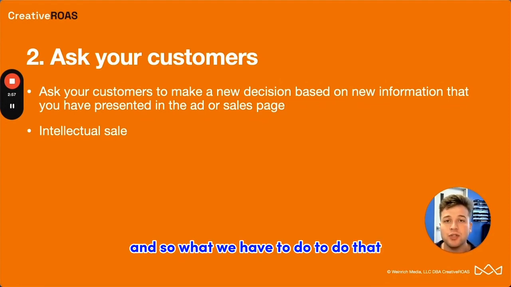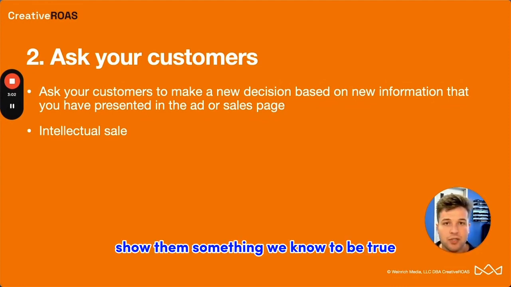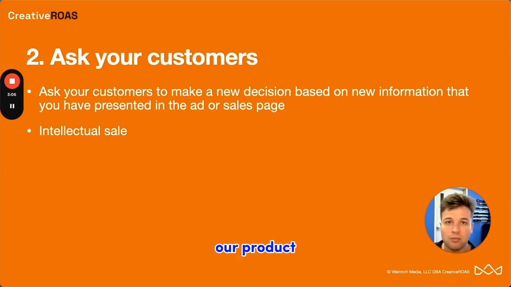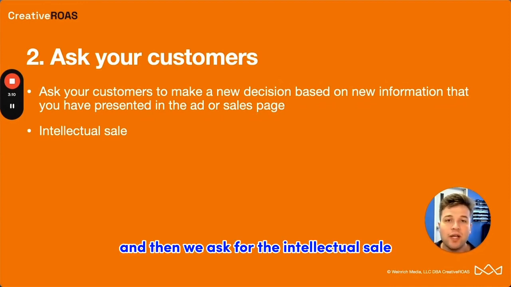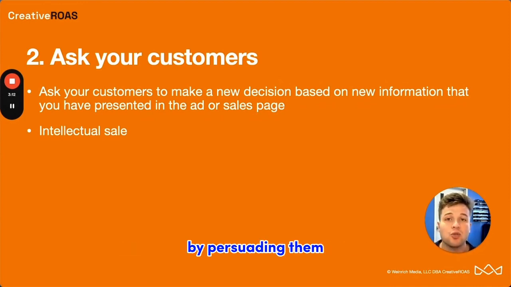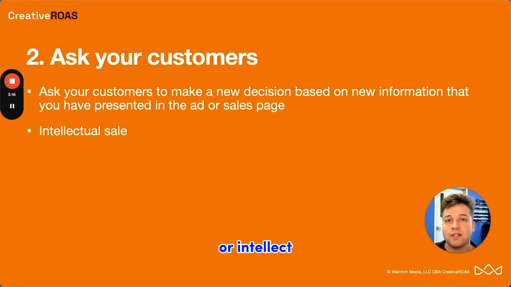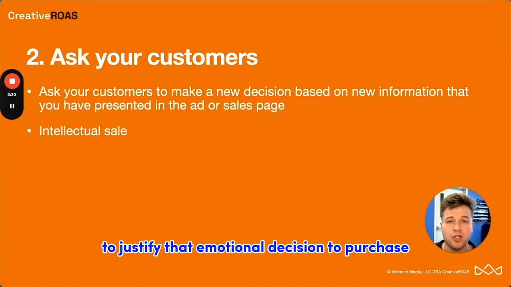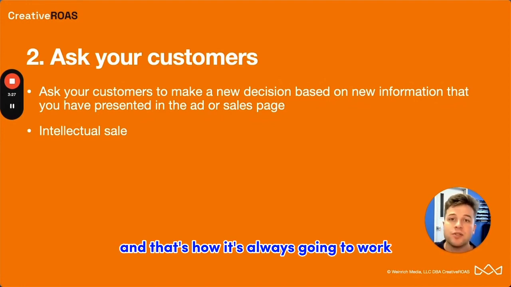And so what we have to do that is, like we talked about in the first slide, show them something we know to be true, emotionally charge that ad, get them fully on board with us, our product, and exactly what we're talking about in that ad, and then they click on it, and then we ask for the intellectual sale by persuading them using intellect. Because people don't buy because of emotion or intellect. They are first persuaded through emotion, and then they use intellect to justify that emotional decision to purchase. Okay, that's how it works, that's how it's always worked, and that's how it's always going to work until kingdom come.